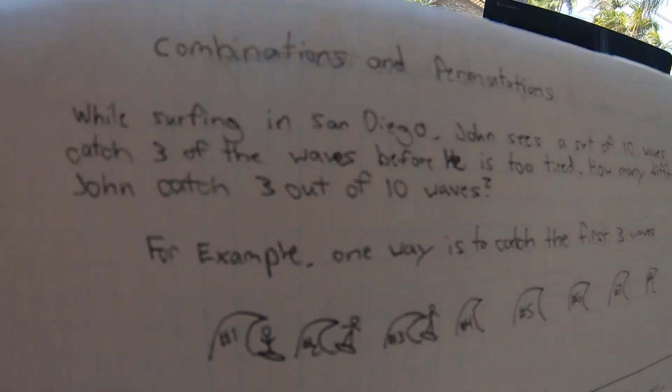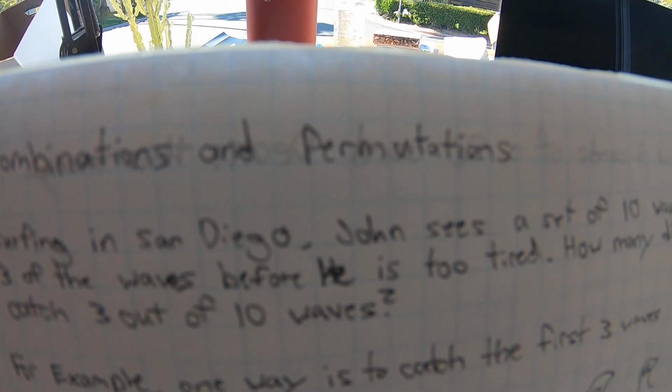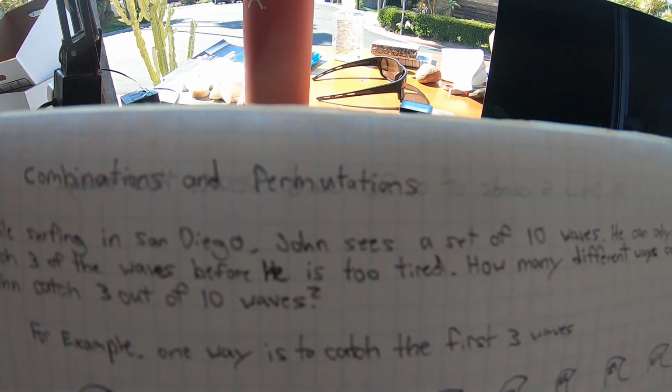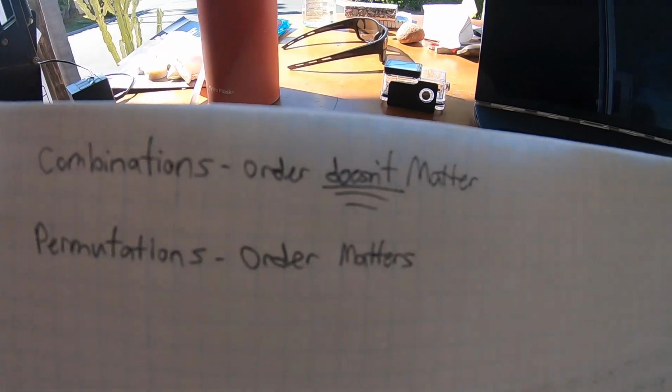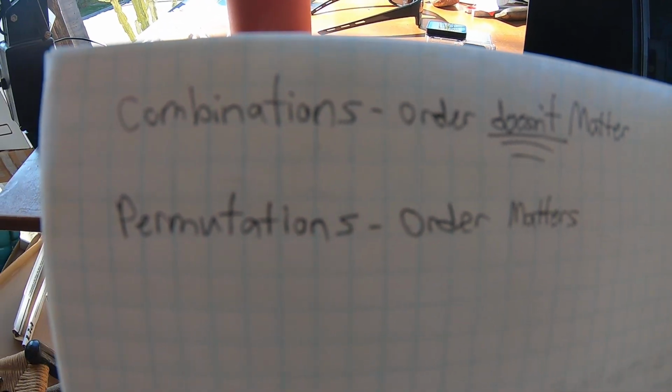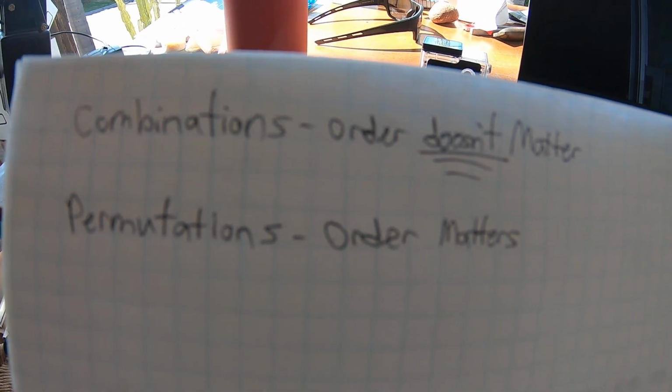Well, we're going to be talking about some math equations today. Today we're going to be learning about combinations and permutations. The difference between the two is that with combinations, order doesn't matter. But with permutations, order matters.